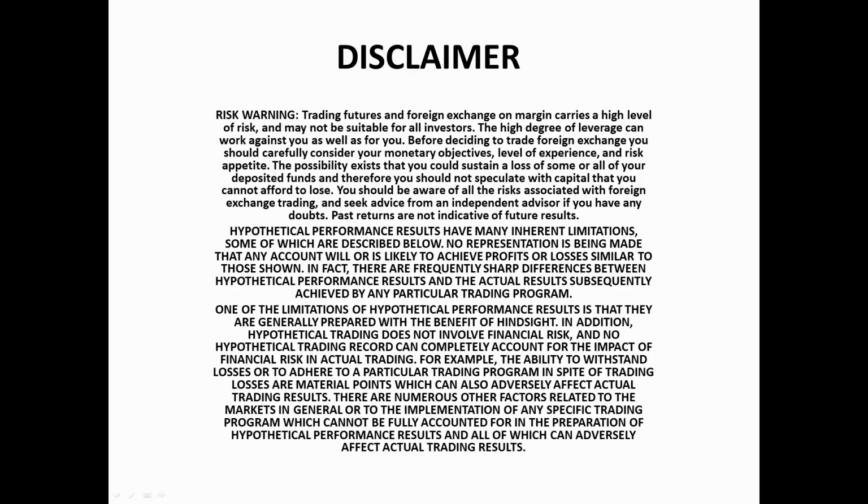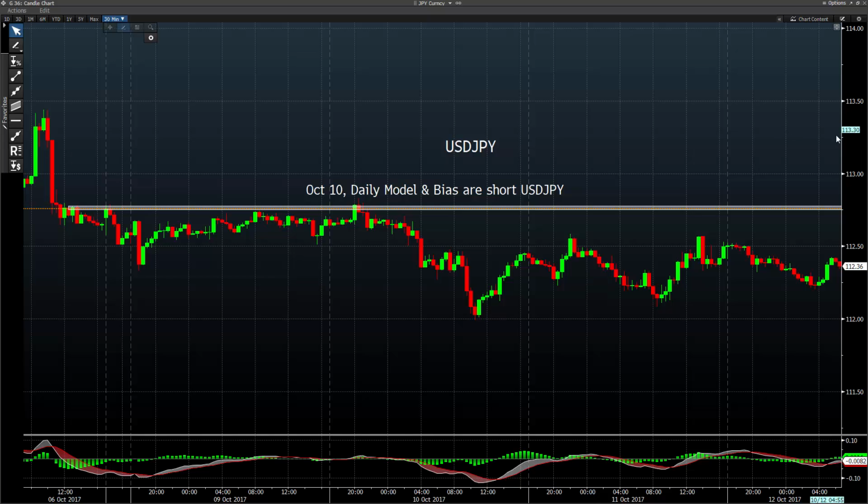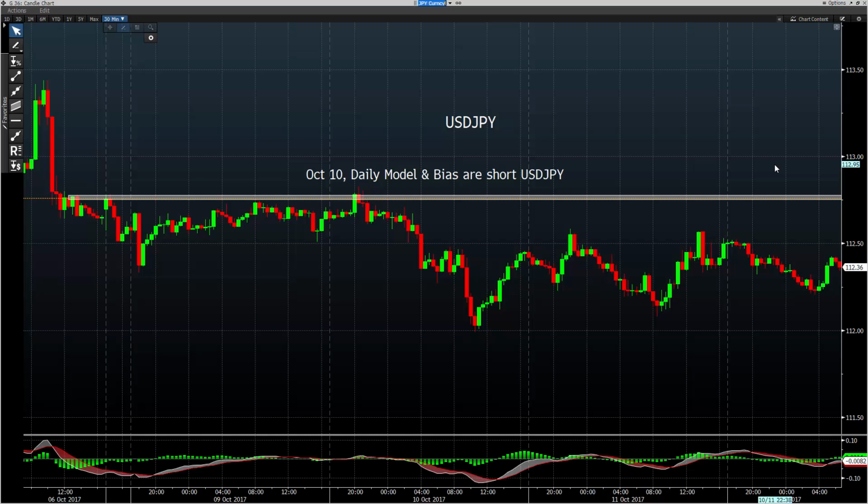Thought today I would take a look at one trade in mind, dollar yen, to the short side. And the reason this trade is of any relevance is because both the daily model I use in my analysis, and also a bias, both turned short on the 10th of October.